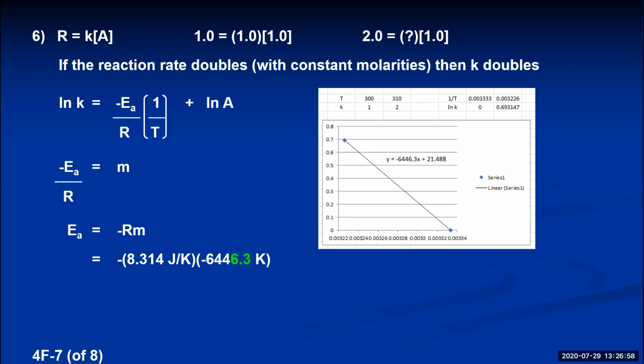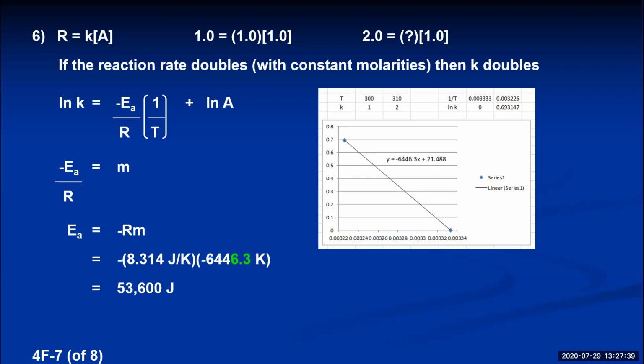The universal gas constant is 8.314 joules per Kelvin. The slope has to have units of Kelvin because rise over run is difference in y's over difference in x's. Natural logs have no units on the y-axis, but the x-axis is 1 over Kelvin. So 1 over Kelvin makes the units of the slope Kelvin. Kelvins cancel out, and the answer comes out in joules. The two negative signs cancel out, so it's a positive answer. And therefore, the activation energy for this reaction has to be 53,600 joules.